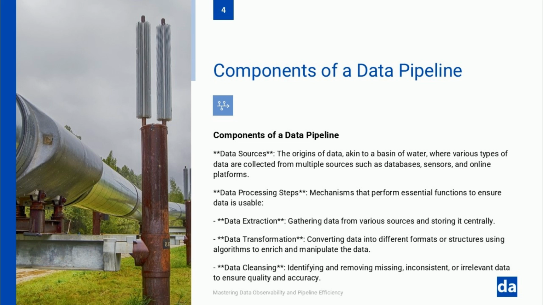Let's dive deeper into these steps. Data extraction. This is like collecting raw materials. You gather data from various sources and store it centrally. Data transformation. Think of this as shaping raw clay. Algorithms convert data into usable formats, enriching and manipulating it to meet your needs. Data cleansing. This ensures quality by removing errors, inconsistencies, or irrelevant information, like cleaning up your workspace before starting a big project. These components work together to create a seamless and efficient data pipeline.